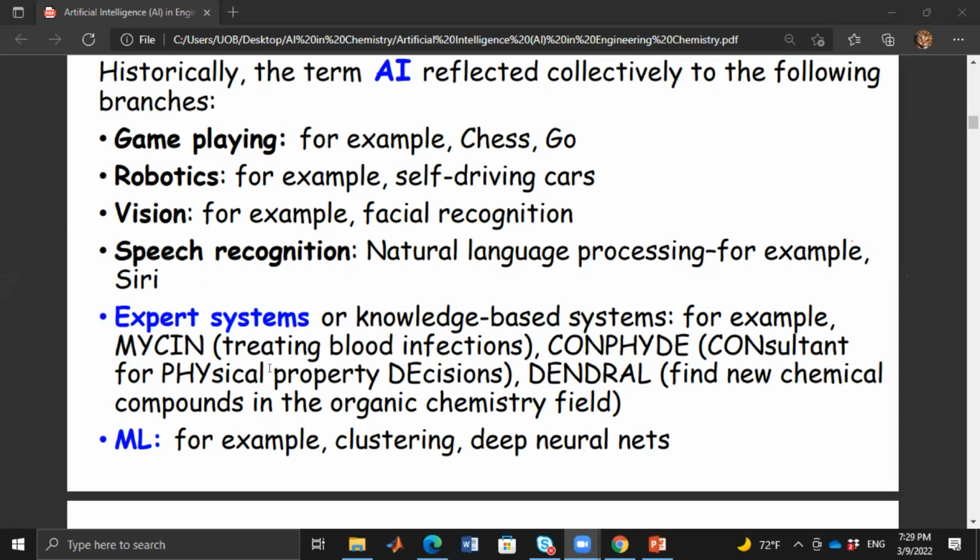Okay, so the DENDRAL system was the first one. At Stanford, three professors came up with an expert system, imagine a computer that can find a new chemical compound in organic chemistry. But this expert system is a system that you have to program. So it is basically based on the experience that I have. You put your experience into rules and save it in the computer. There is also the consultant for physical property decisions. This is actually for engineers. It uses VLE data, vapor liquid equilibrium data, that chemical engineers use, for example, in design and calculation. So this was one of the very early attempts at introducing expert systems in our field.